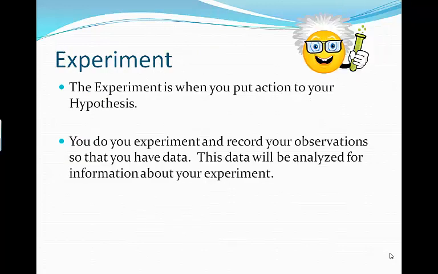The experiment. This is where you get to put your hypothesis in action. You need to do your experiment, see what goes on with it, record your observations, make sure it's very detailed, keep the data because you're going to analyze this data to help you learn more about what your question was and what you were trying to find out.